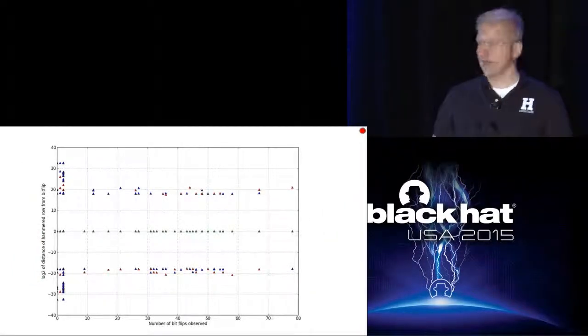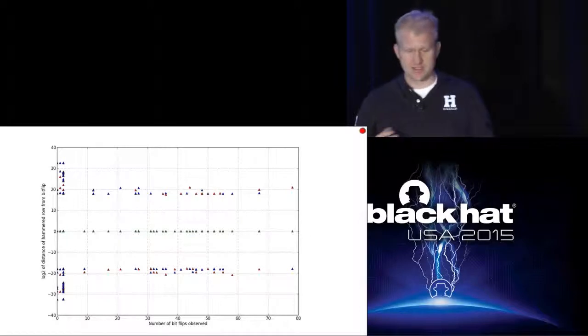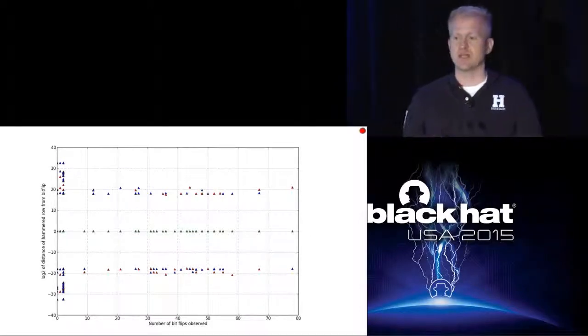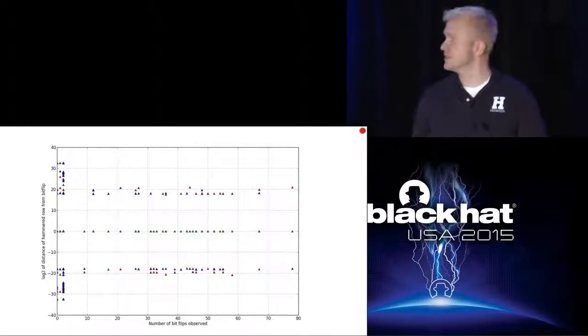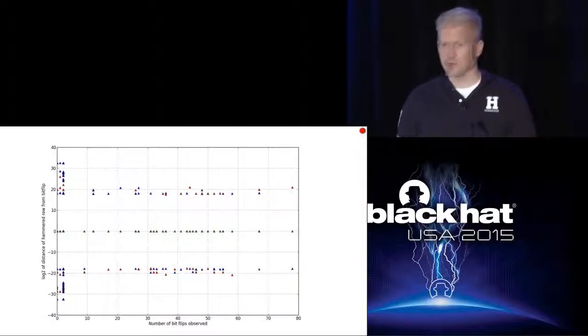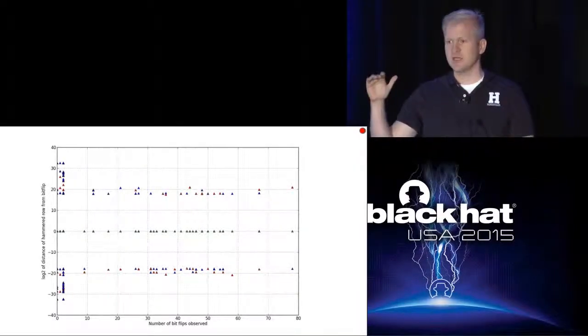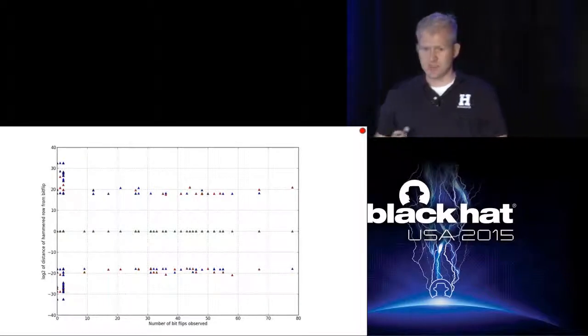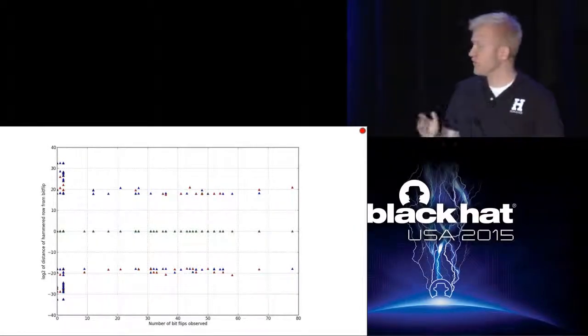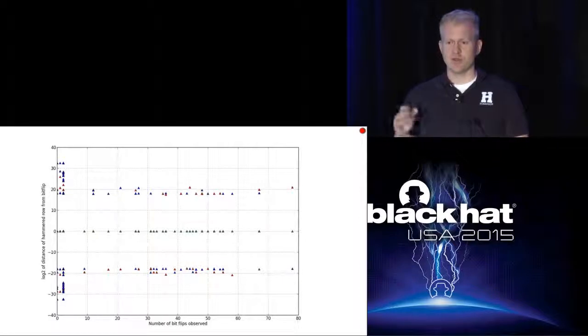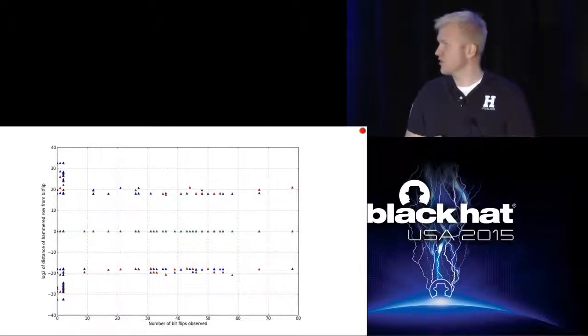We ended up with this interesting plot where the x-axis is the number of bits that ended up flipping when we hammered two addresses. And on the y-axis you see the log2 of the delta between the address where the bit flips occurred and the addresses which we hammered. You see on the far left side that when you have 1 or 2 bit flips, the delta to where you're hammering is pretty much all over the place. There's a lot of variation there.